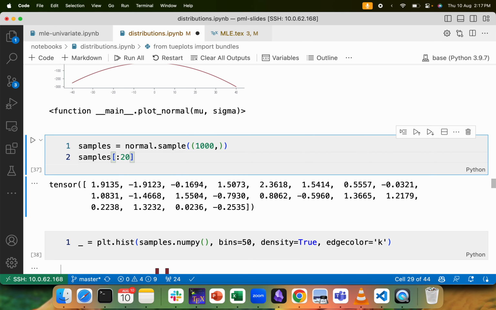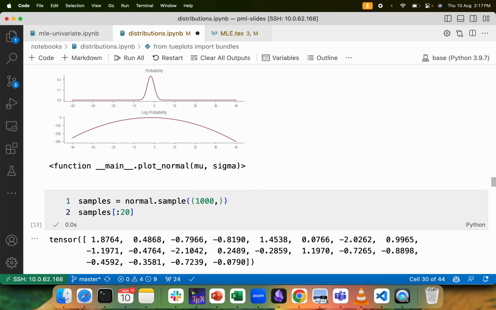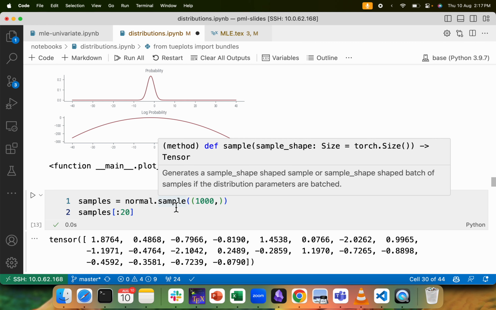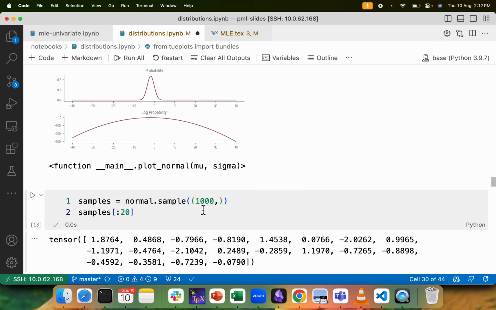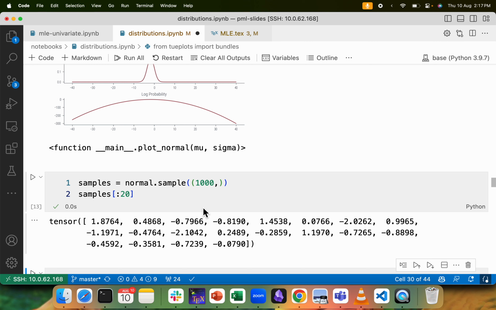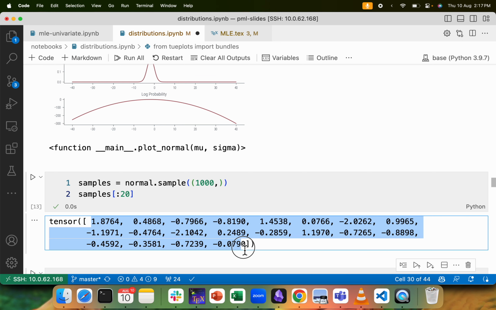So various libraries provide simple functions to get samples. I am now getting 1000 samples from this normal distribution with mean 0 and variance 1. And if I just show you the first 20 samples, they'll look something like this, right? You'll see that there is a tendency to have numbers close to 0, but you see some dispersion.